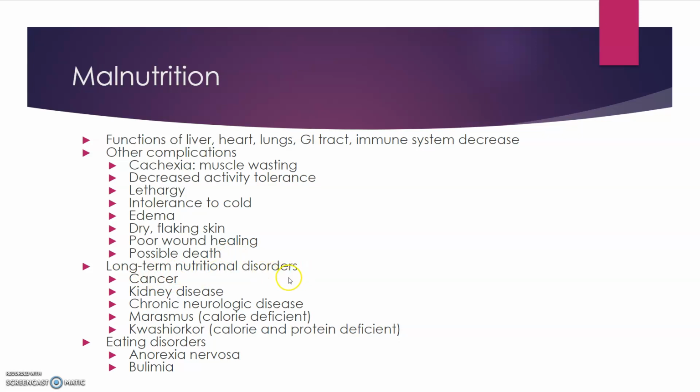Long-term nutritional disorders that we're concerned about would be cancer, kidney disease, chronic neurological cases where they maybe aren't alert enough to eat, marasmus with their calorie deficient, or kwashiorkor when they are calorie and protein deficient. Also, eating disorders, anorexia nervosa and bulimia, and those are both very difficult cases to treat. But in nursing, it's quite possible that you're going to see that, and that can be part of your nutrition.